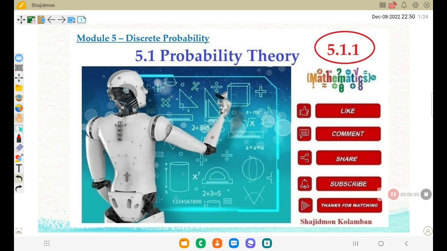In this recorded video, we are discussing the topic from module number 5, discrete probability. The first topic is 5.1, probability theory, just an introduction to probability theory. In section 5.1, we have two exercises: exercise 5.1.1 and exercise 5.1.2. In 5.1.1 we are discussing the sample space, and in 5.1.2 we are discussing the introduction to probability theory.